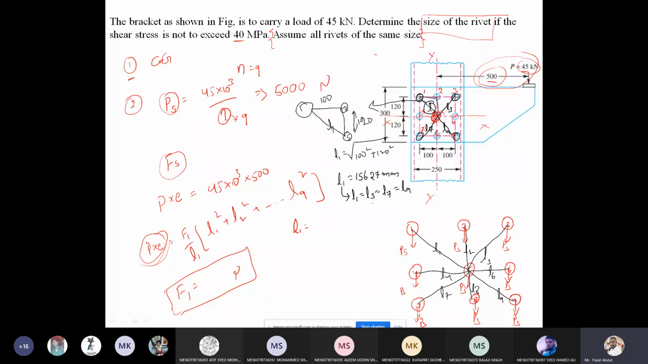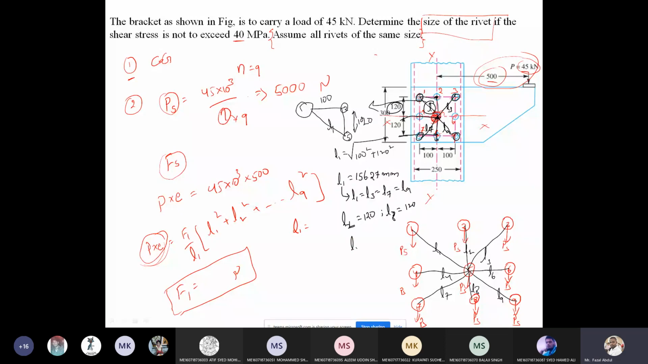Okay. Now what is the value of L2? It is the distance from here to here, which is already given in the question as 120. What is the value of L8? L8 is also 120, because L8 is the distance from here to here. How much is the distance? This distance is 120. Okay, all are calculated.